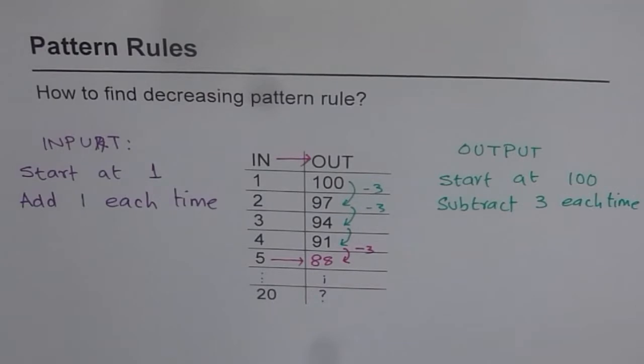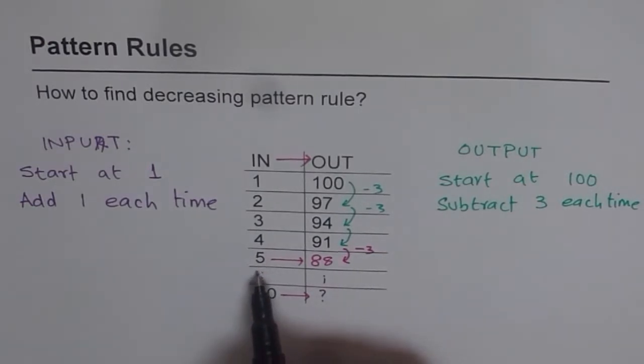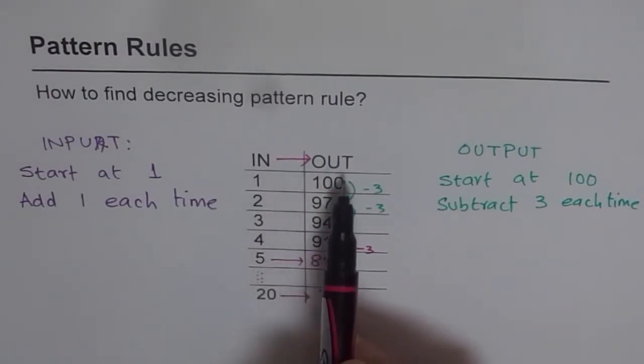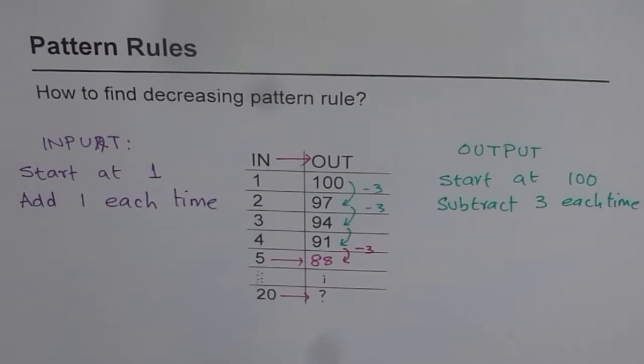Now my next question is, what should be the output for 20 as an input? Well, in that case, you may have to write 6, 7, 8, 9, 10 and so on till 20 and continue with this pattern. It's going to take a long time. So it's better to find a rule which can connect input with output, and that is the pattern rule we are looking for. How can we find that rule? This is what you're going to learn now.